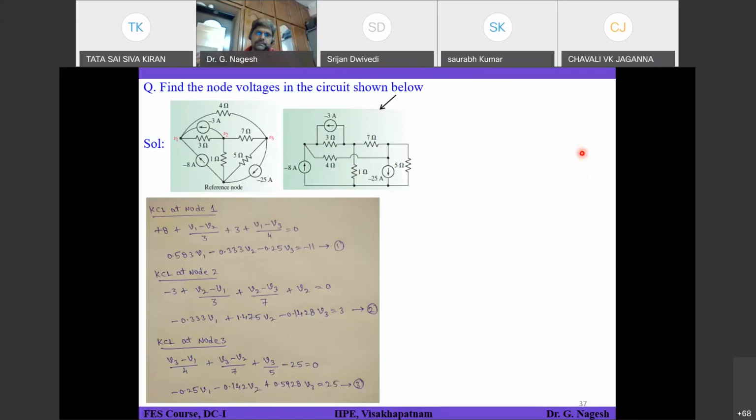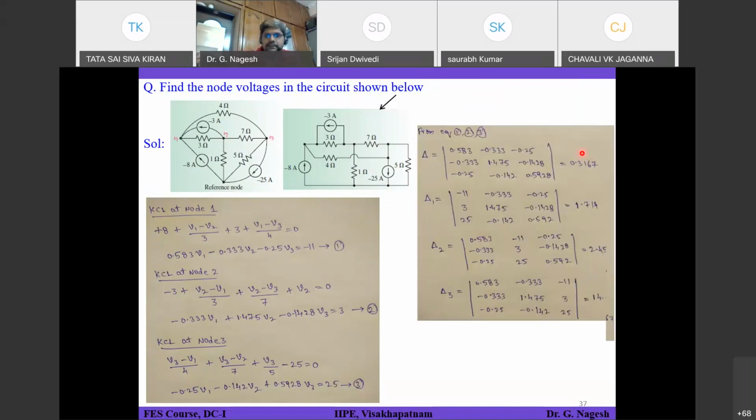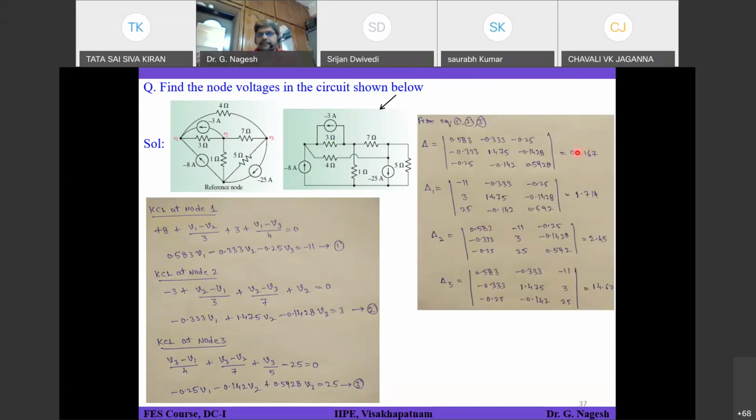So I hope it's clear how to write the equation. First you have to choose one reference node and denote the variables v1, v2, v3, and write the expressions for v1, v2, v3, and you will have 3 equations and 3 unknowns. You have to solve it. I hope you will be able to solve that. Here I have given a simple method. You can follow any method, whatever way you want to solve the 3x3 equation. So this is one method. So you know how to do this or not?